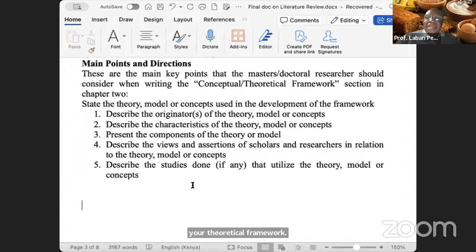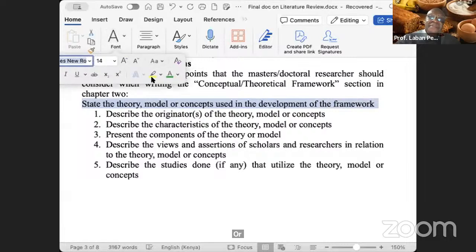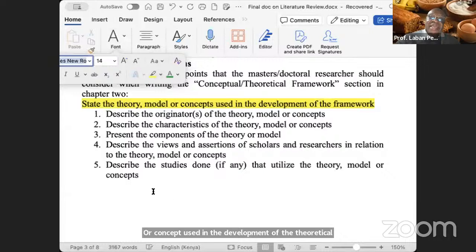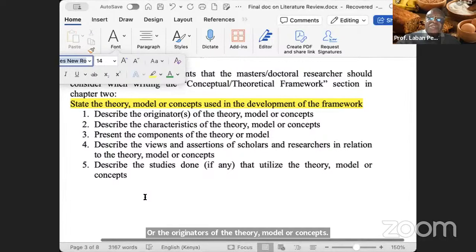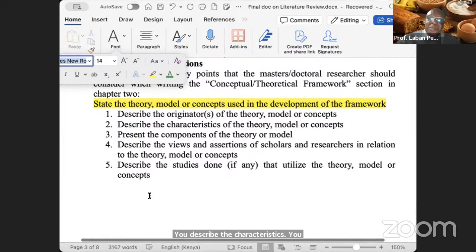Or rather, Daystar is not a university that tells you, go and write the theoretical framework. We are telling you to state the theory and model or concept used in the development of the theoretical framework. This is what you will do: you will describe the originator or originators of the theory, model, or concepts. You describe the characteristics. You present the components of the theory or model.